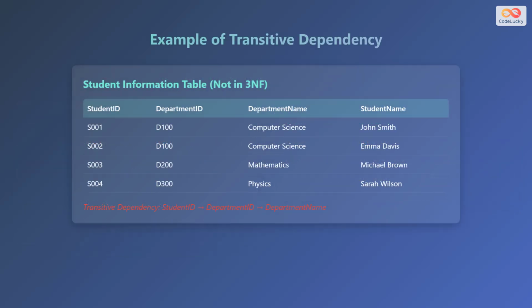Let's look at an example to illustrate what a transitive dependency looks like. Imagine a student information table with columns for student ID, department name, and student name. In this table, student ID determines department ID, and department ID determines department name. This means that student ID indirectly determines department name through department ID. This is a transitive dependency because department name is dependent on department ID, which in turn is dependent on student ID.